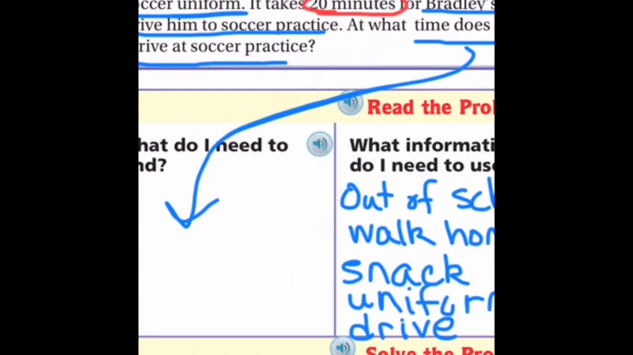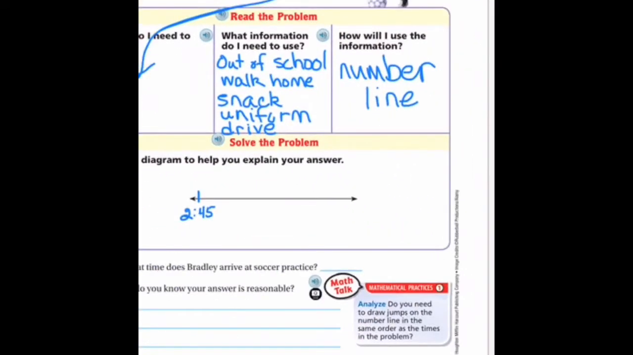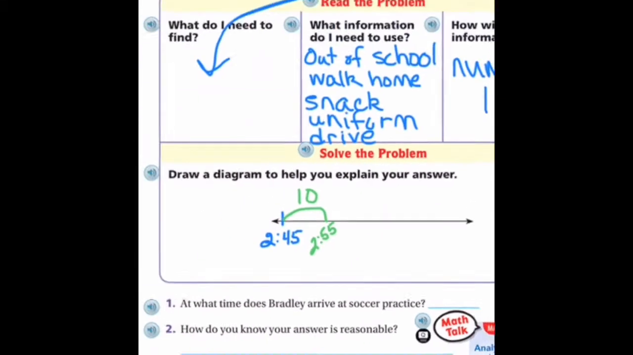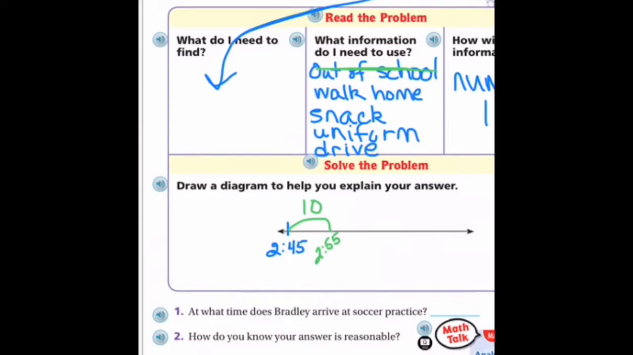All right, so he leaves school. It takes him 10 minutes to walk home. So we have to add that to our number line. We'll draw a little jump for 10. And 2:45 plus 10 is now 2:55. So he gets home. Then so we got out of school. He walks home. Now we have to look at the snack.